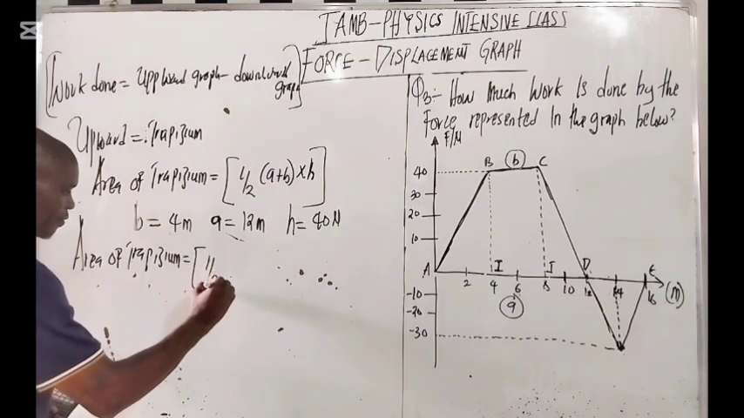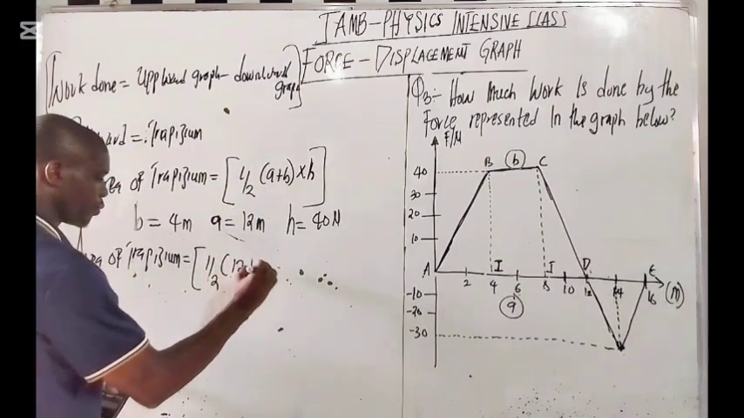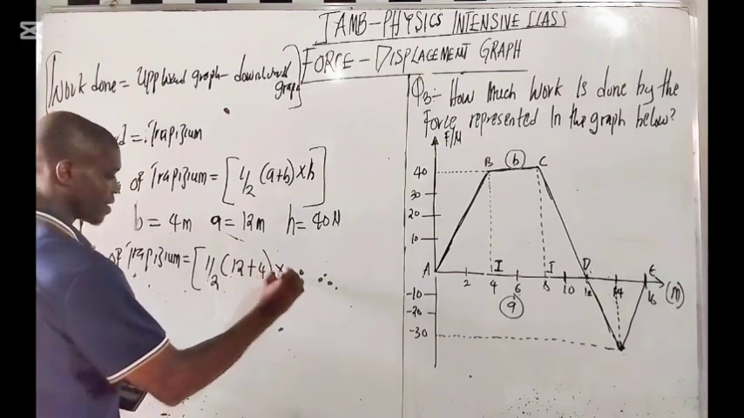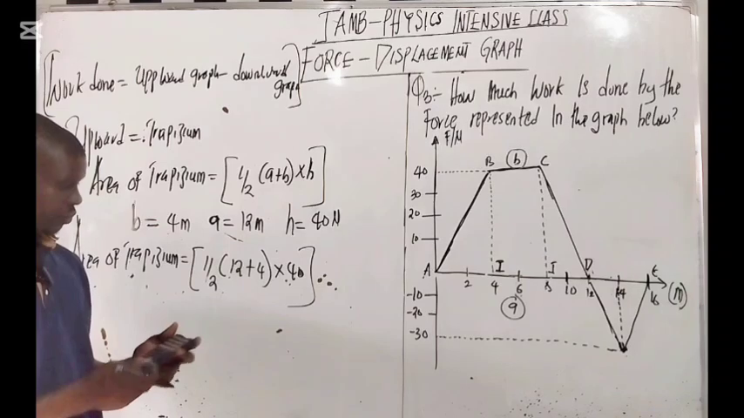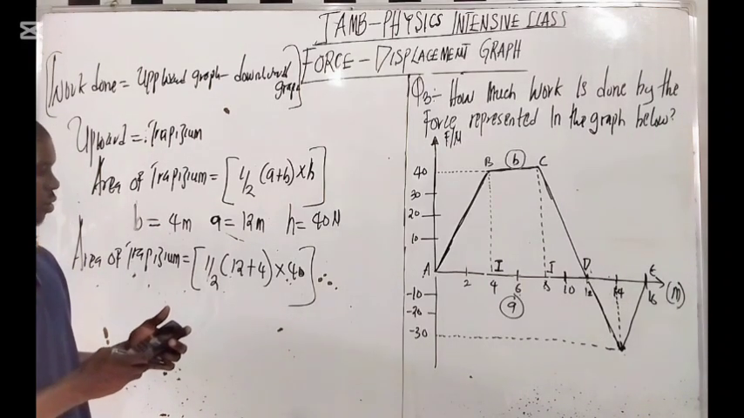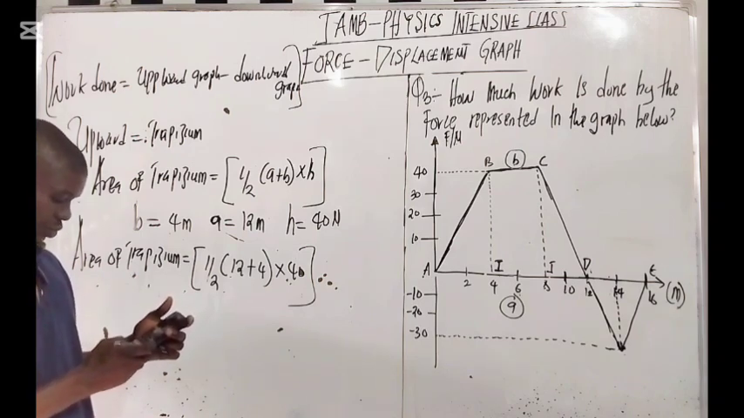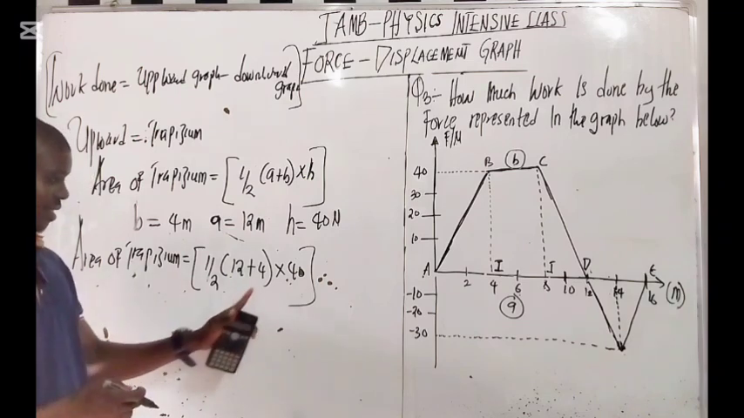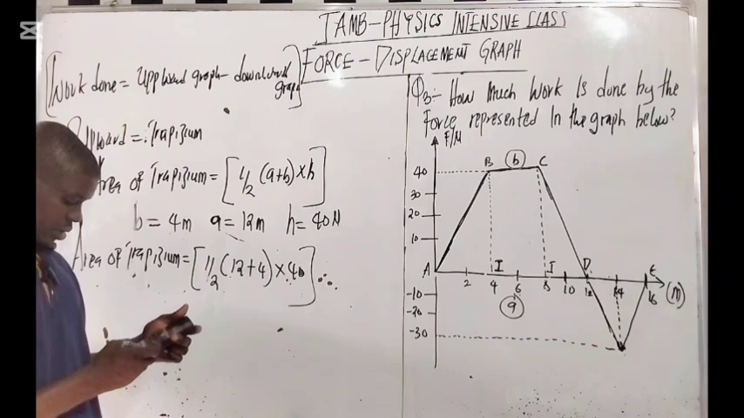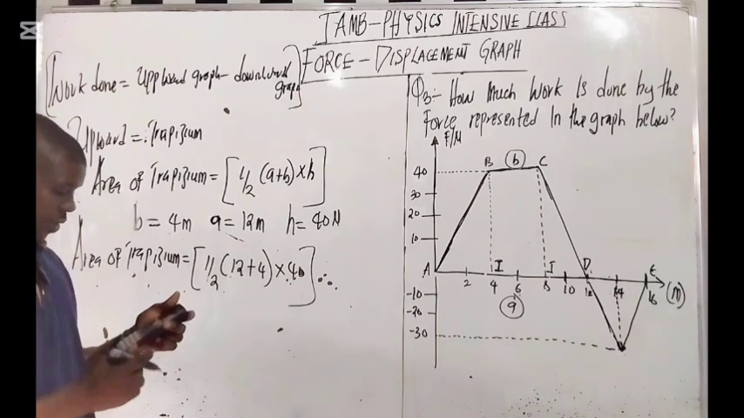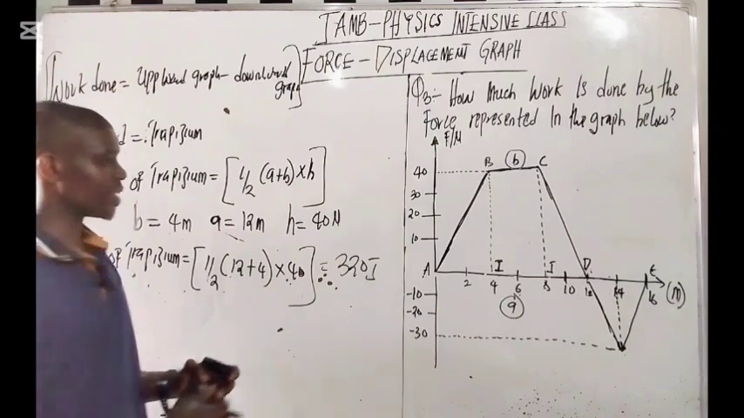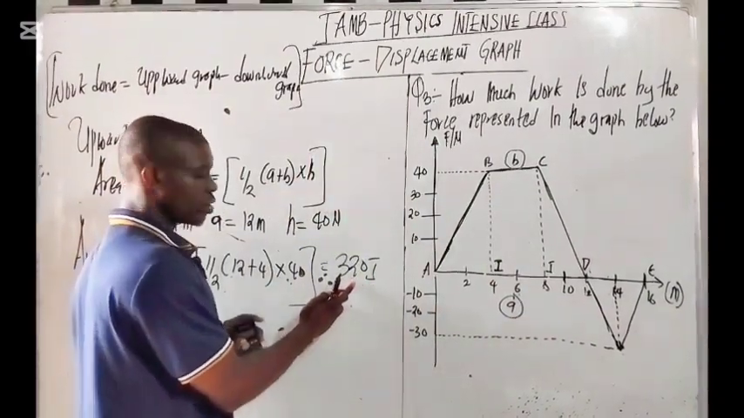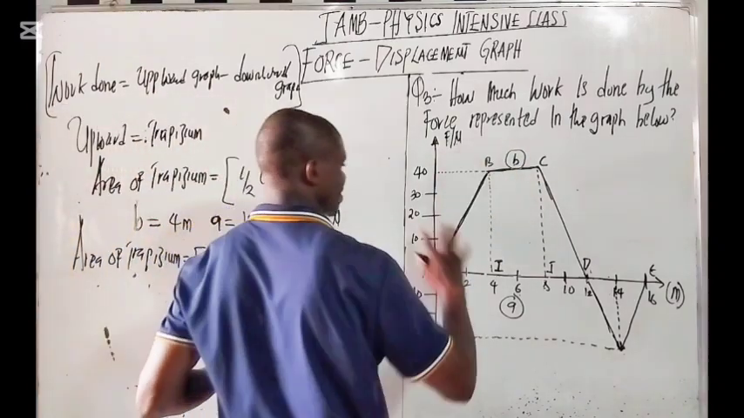So the area of the trapezium is equal to half times (A, which is 12, plus B, which is 4) times my height, which is 40. 12 plus 4 is 16, divided by 2 is 8. 8 times 40 is 320, which is in joules. So the whole of my upward is 320 joules. That is the area of my trapezium.